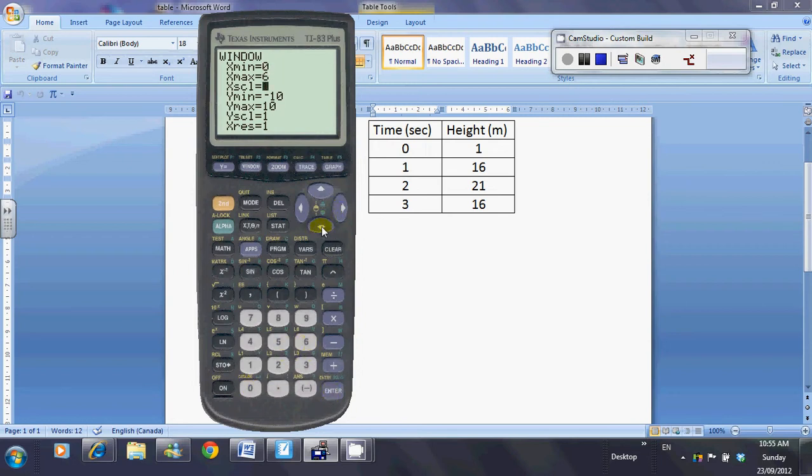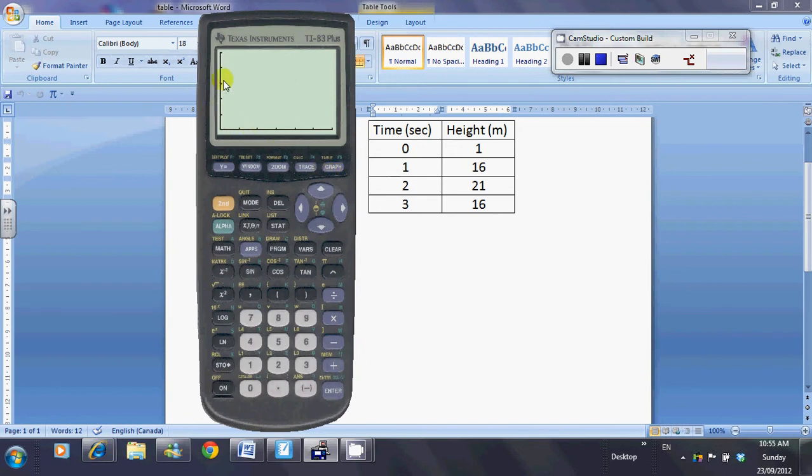X scalar is still 1. Y min will go from 0 up to 25 just to be safe. Y scalar will count by 5s on our y-axis. Okay, so now when you hit graph, still don't see the graph, but these are counting by 1s, the y is counting by 5s.